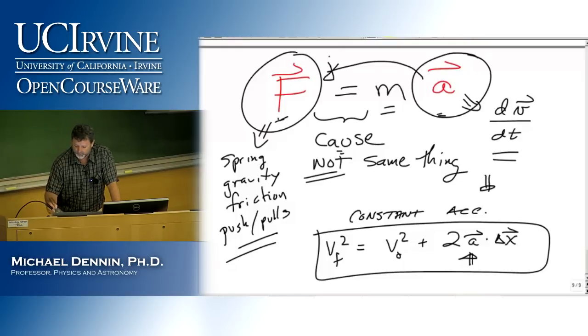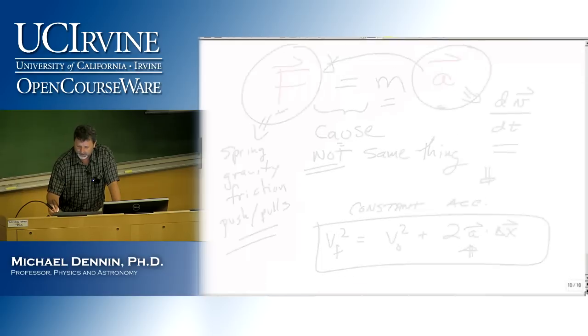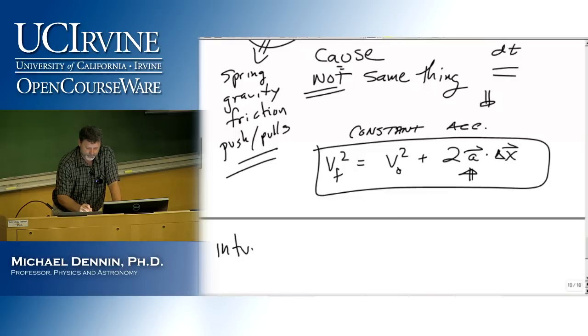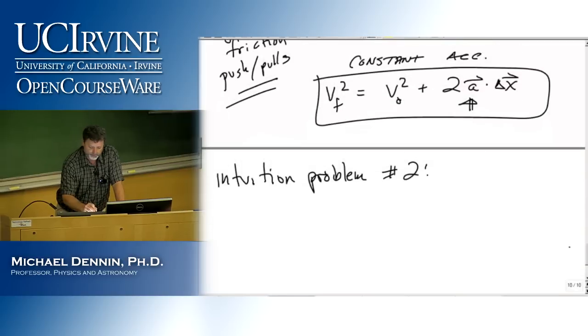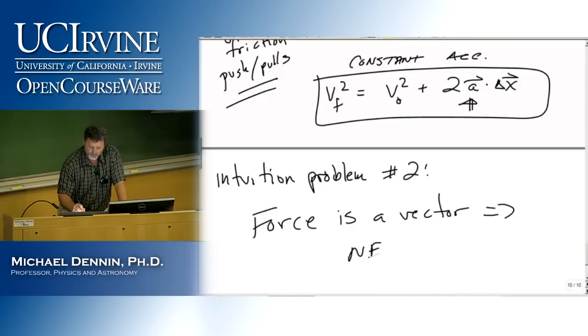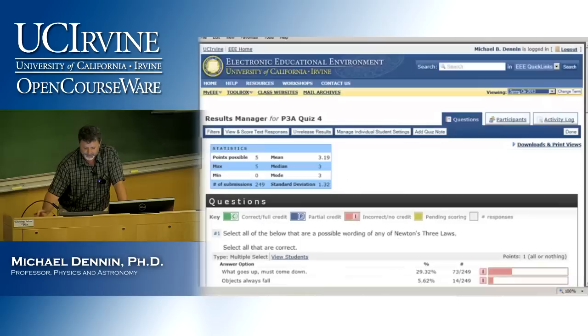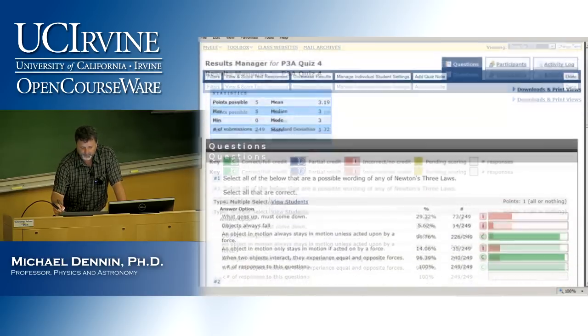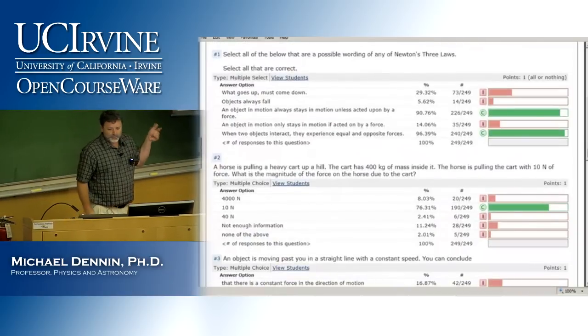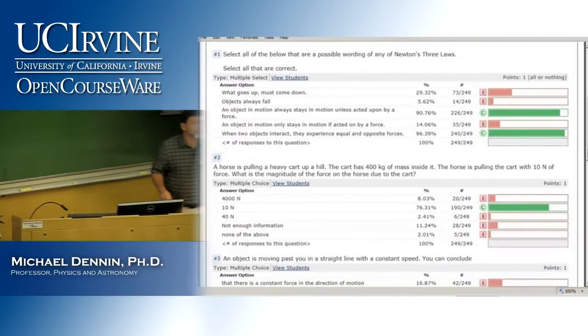And we're going to close here with what I call intuition problem number 2. Force is a vector, and we're talking net force. So let's look at the quiz that we had before the class and just review a couple of these as we finish up. So Newton's 3 laws, what were examples of it?